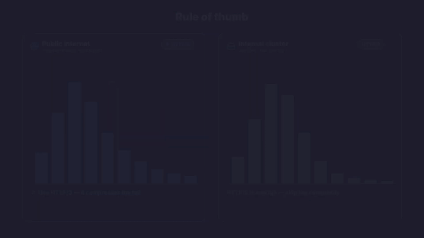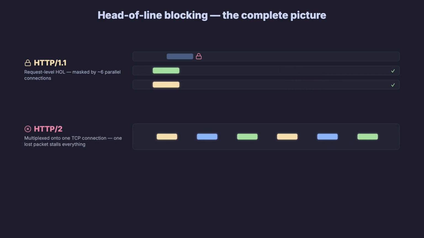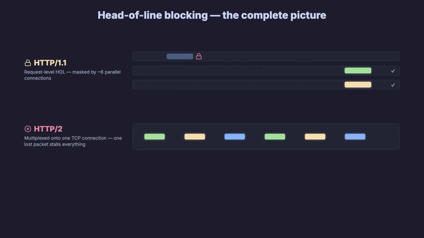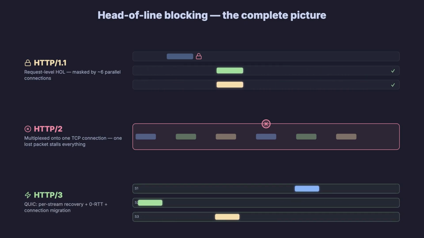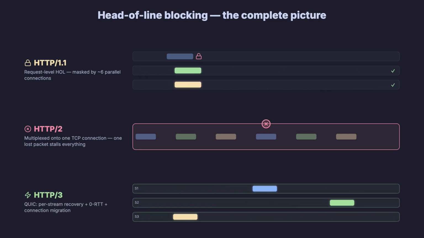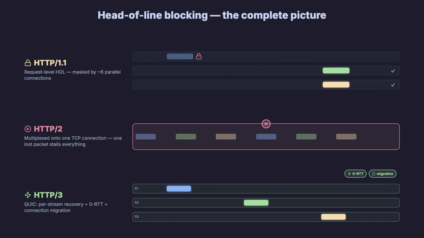To sum up, HTTP 1.1 suffered request-level head-of-line blocking, masked by parallel connections. HTTP 2 solved that with multiplexing, but inherited TCP head-of-line blocking, where a single lost packet stalls everything. HTTP 3 uses QUIC over UDP to give each stream independent loss recovery, plus 0-RTT and connection migration.